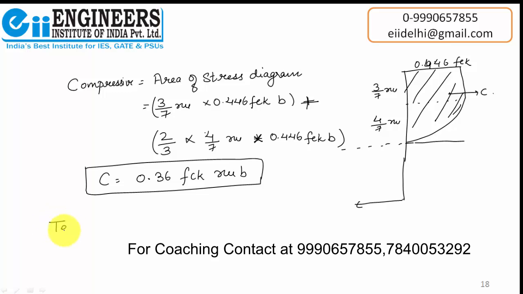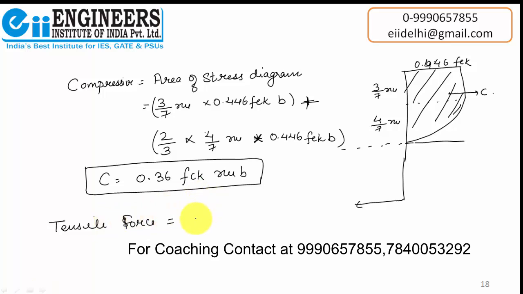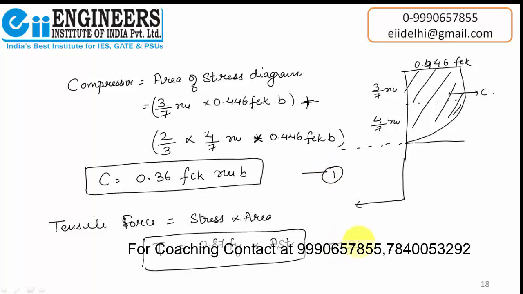Now, talking about the tensile forces coming, we know that what bears tensile forces is mild steel. These mild steel bars bear the tensile forces. Okay, and we know that force is equal to stress into area. So what is the stress of steel? 0.87 Fy. Considering the factor of safety, it is 0.87 Fy, and the area of steel is AST. So the total tensile force is 0.87 Fy into AST.